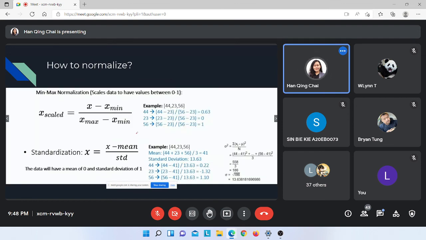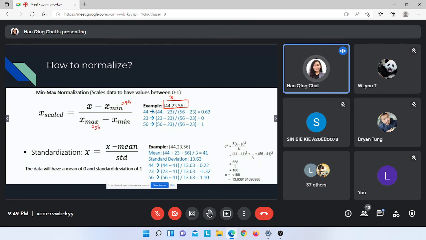So how do we normalize? This one is actually also quite simple, and I'll go through it briefly, since it's almost the end of our session. So the min-max normalization, how do we do it? It's like what we learned in our science subject. For example, we're given the data set here: 44, 23, and 56. We want to know the normalization value of X. The data set given here is called X. X min is the minimum value of this data set, 44, and the maximum one is 56.